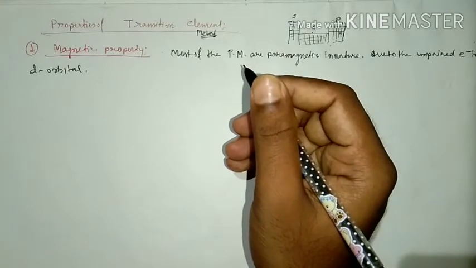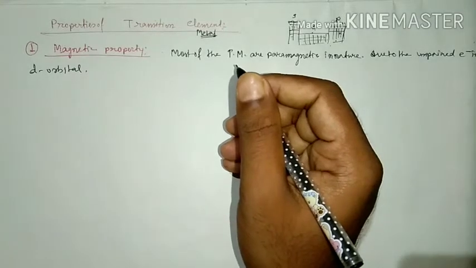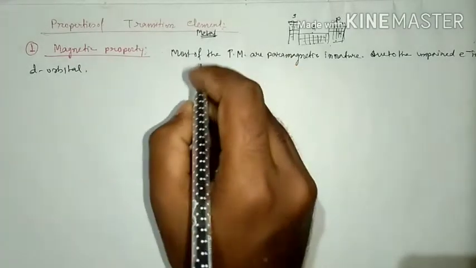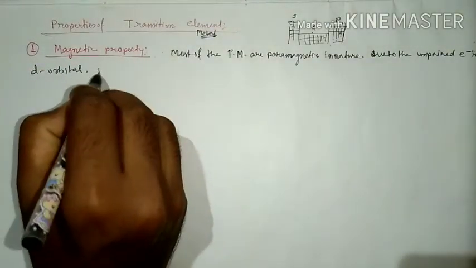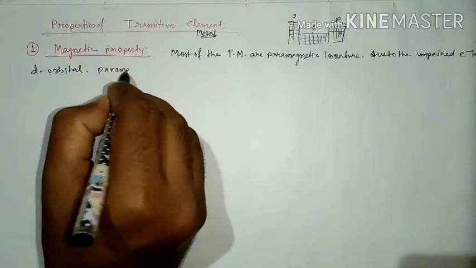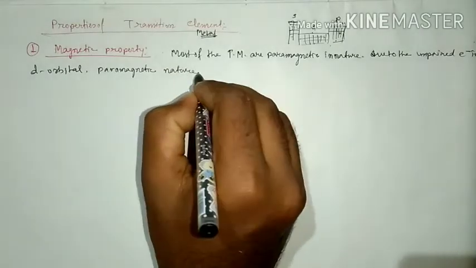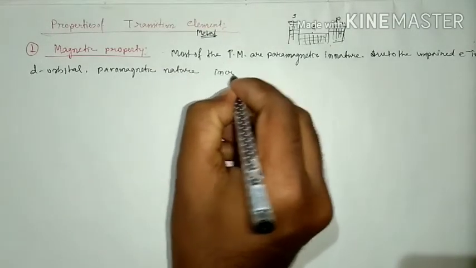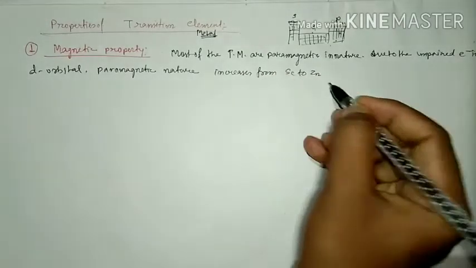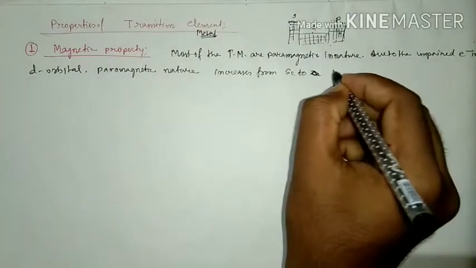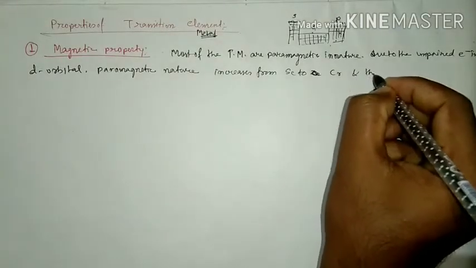Now see, this paramagnetic nature we have to determine, or we have to explain in the sense of magnetic moment. Now see how it is. Now I'm writing, paramagnetic nature increases from scandium to zinc. Scandium to, sorry, not zinc, scandium to chromium. Scandium to chromium, and then decreases.